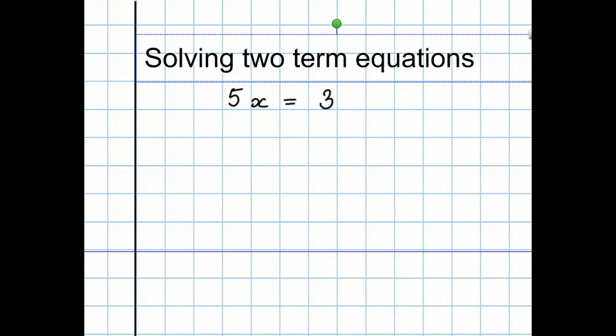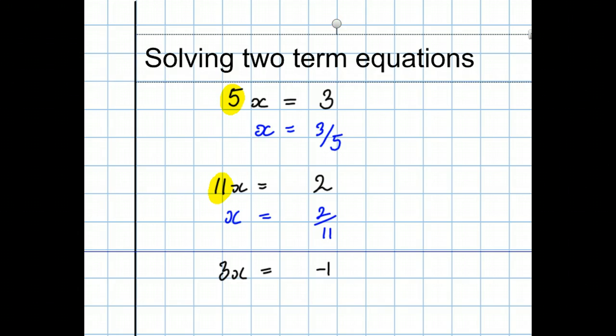5x equals 3. We take the number in front of x, the coefficient, and we write it underneath the other number. So it's 3 over 5. Let's go through that again. 11x equals 2. So we take the coefficient of x and we put it underneath. So we get x equals 2 all over 11. Last look at this. What about 3x equals minus 1? Well, we take the coefficient and put it underneath. So x equals minus 1 all over 3.